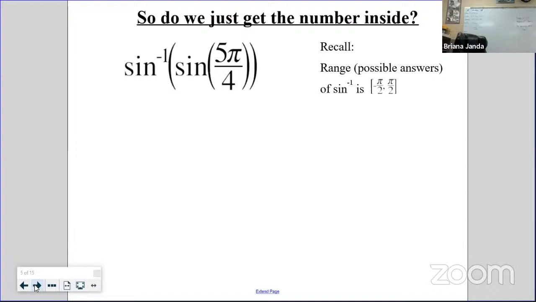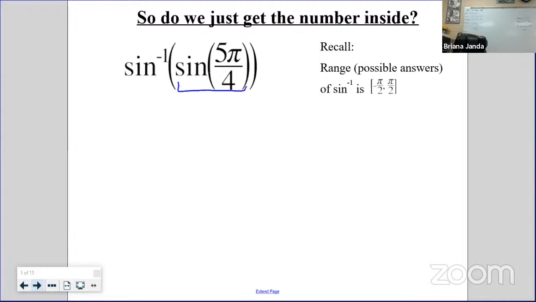So here's an example where it is not as straightforward. Is 5 pi over 4 in the range of negative pi over 2 to pi over 2? No, it is not. And so what happens is it does not directly undo each other, because inverse sine can't have an answer of 5 pi over 4. It can only have answers from negative pi over 2 to pi over 2. So we have to go through that step by step that we just did on the last page.